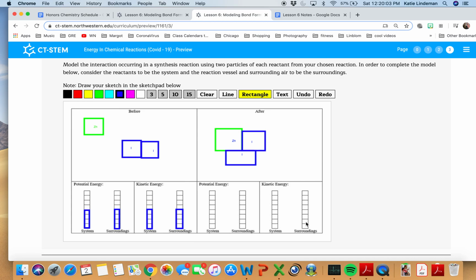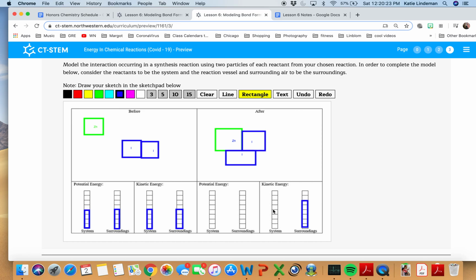So we started off with 1, 2, 3, 4 boxes. So I'm just going to add another few boxes. Okay. So now I have 1, 2, 3, 4, and then I have 5, 6. So I added 2 boxes here. So those 2 boxes have to come from somewhere.